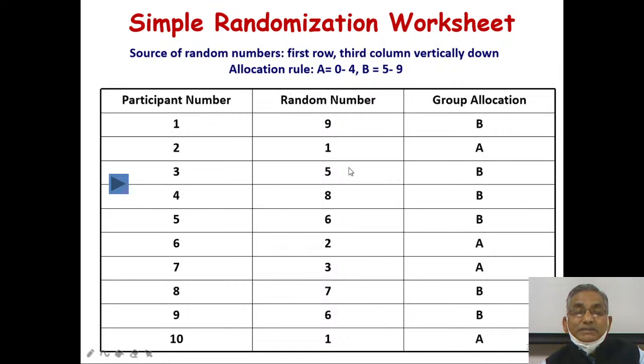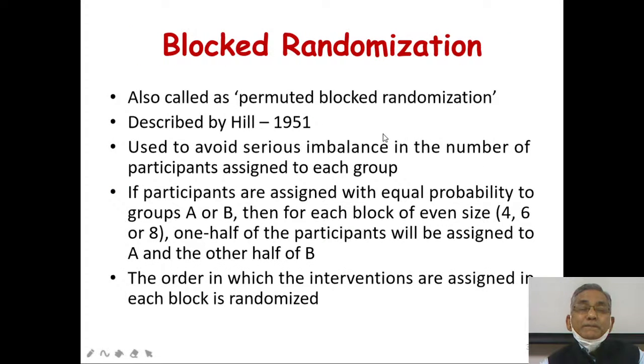So go to your table. You have 10 patients and these are the random numbers. First was 9. Since 9 is between 5 to 9, it goes to B. 1 is between 0 to 4, goes to A. 5 is between 5 to 9, goes to B. And 2 is between 0 to 4, goes to A. So that is the group allocation. That is simple randomization.